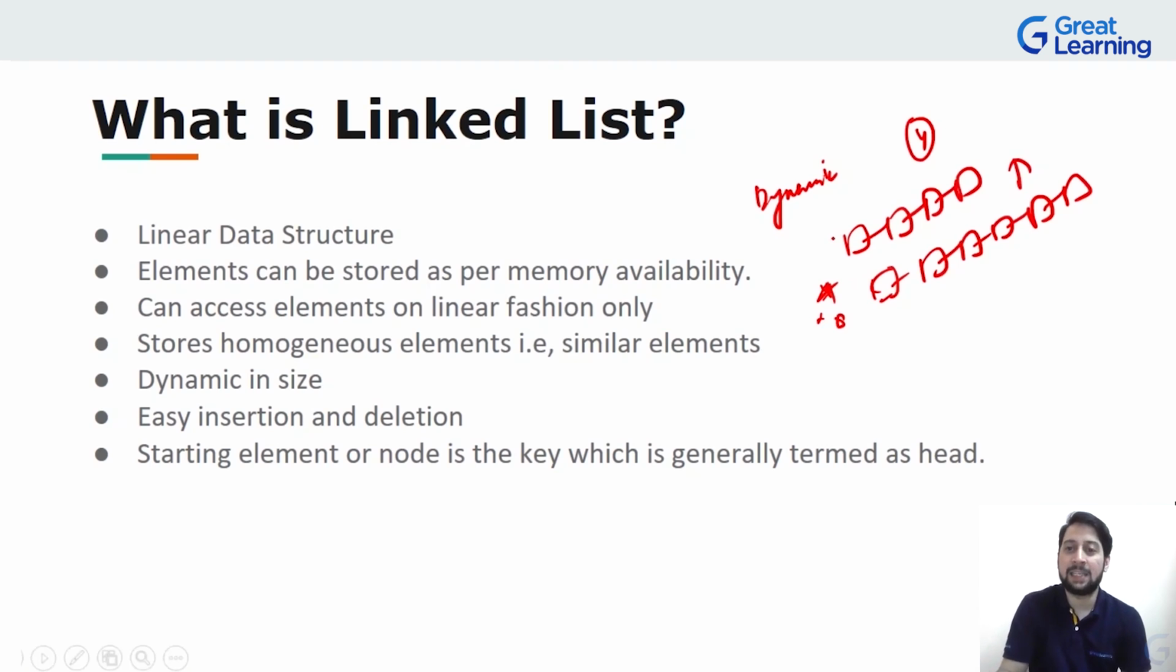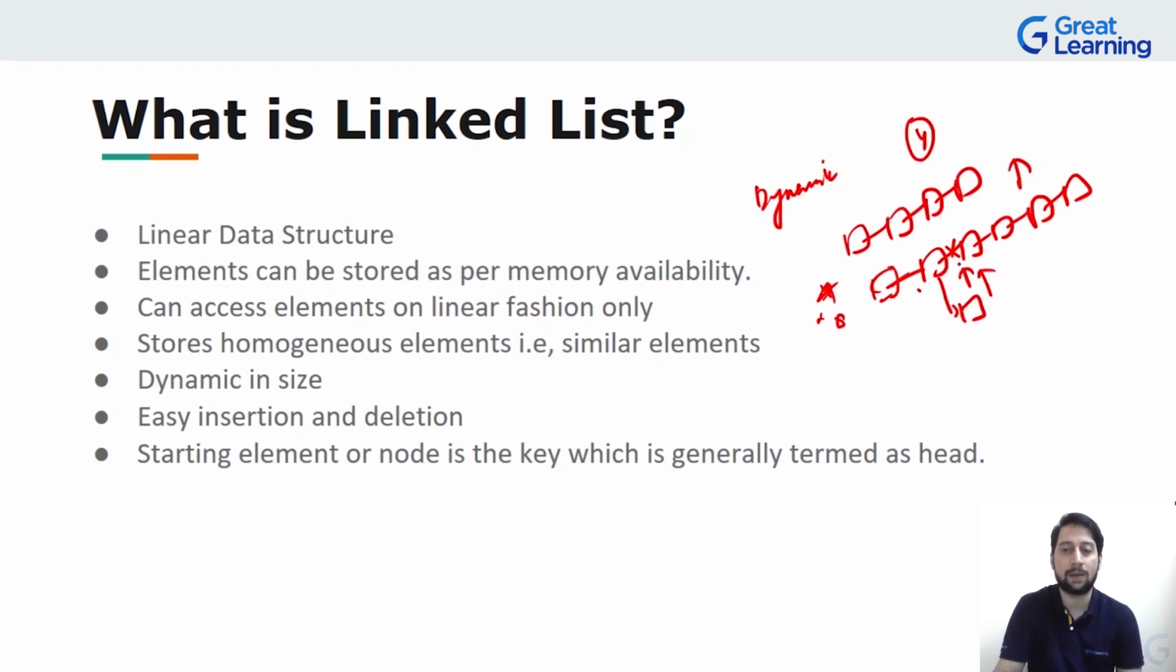Now we can easily insert and delete elements in a linked list. If we want to insert an element, let's suppose we want to insert a link node here. We are just going to remove this link, add a node, link this node to this, and link this node to this.